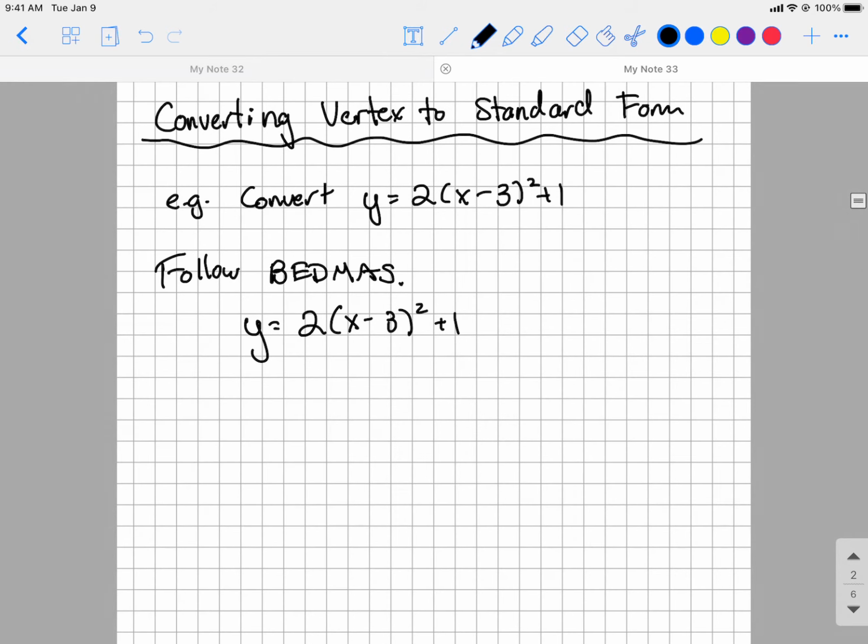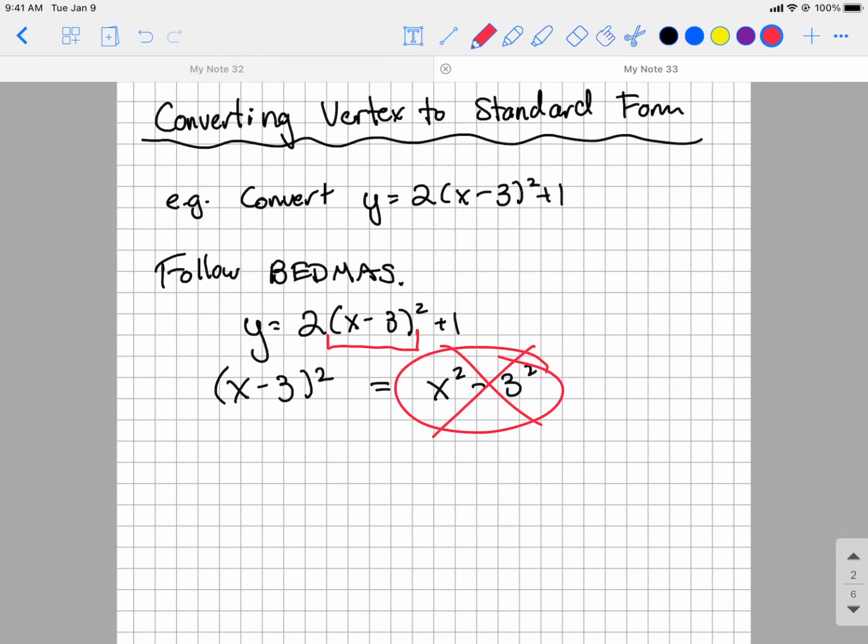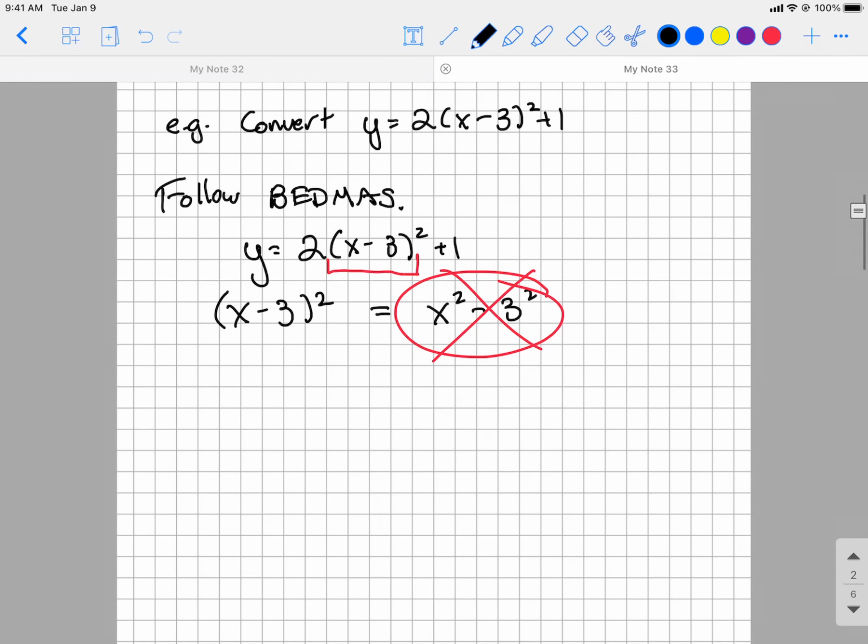This is something that people tend to mess up a lot, so it's worth paying careful attention to. The instinct for a lot of people when they see (x minus 3) squared is to say, okay, that's x squared, makes sense, minus 3 squared. That is wrong. Do not do that. So if you think back to last year, and you think back to what you know of exponents, (x minus 3) squared means (x minus 3) times (x minus 3).